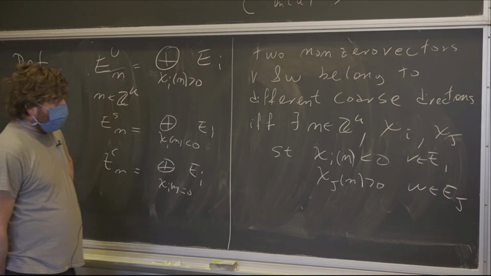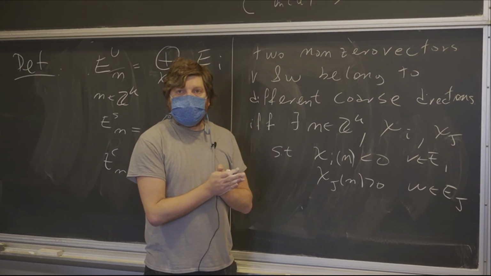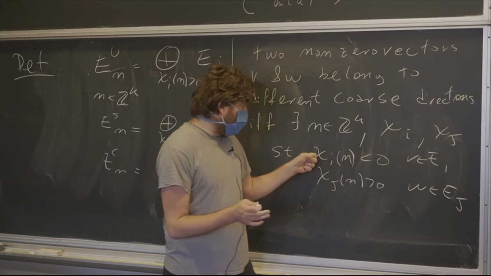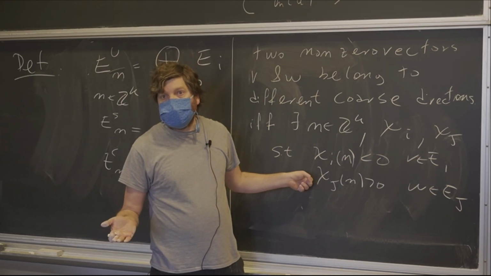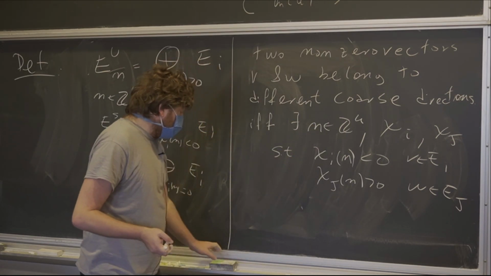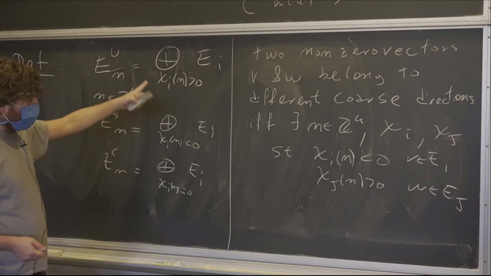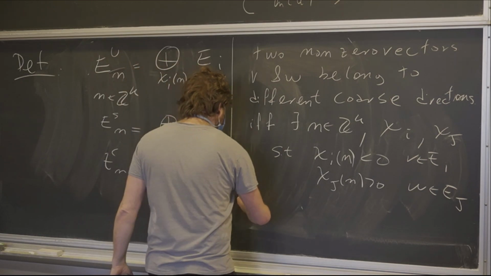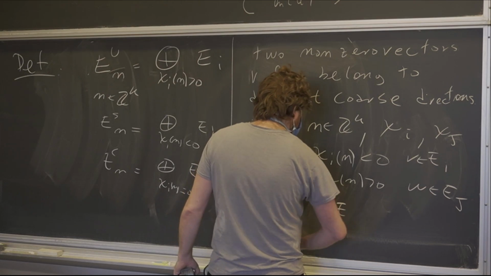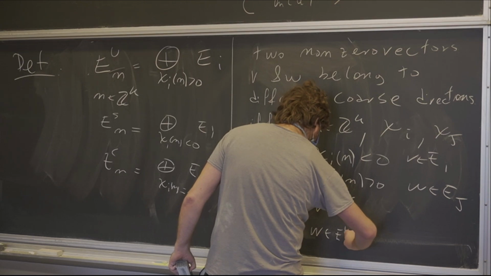Okay, so in order not to belong to the very same coarse direction, I need to belong to two different Lyapunov directions, E_i, E_j, which are not positively proportional. Okay, it's directly from the definition, but that's important because it means, thanks to this definition, that there exists n such that V belongs to the E^S_n and W belongs to the E^U_n.